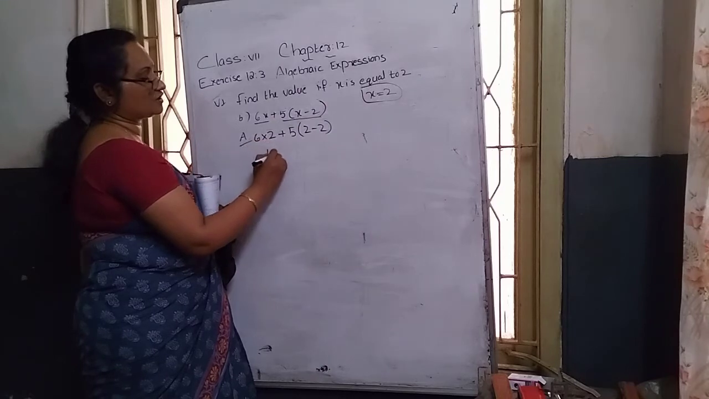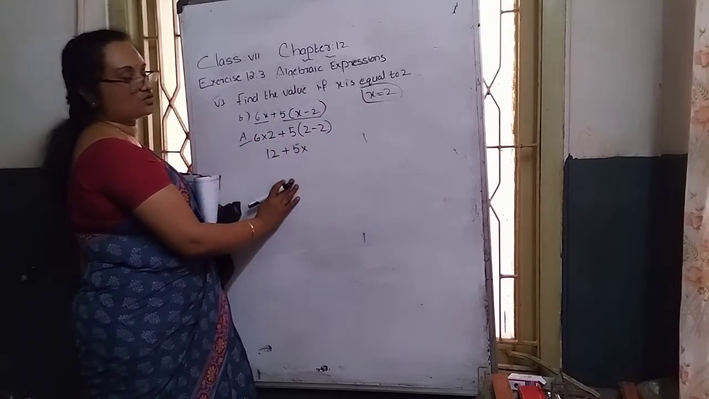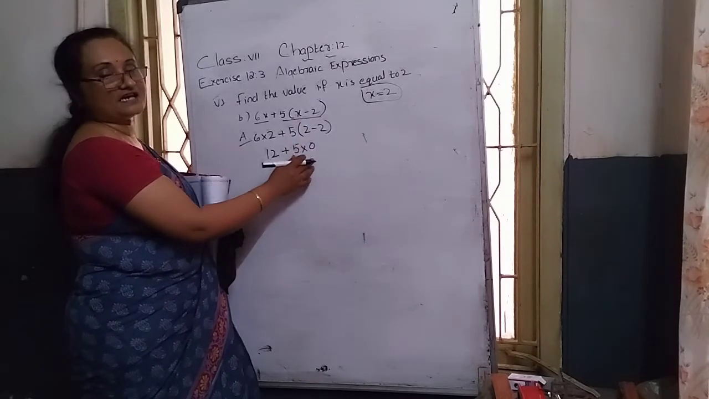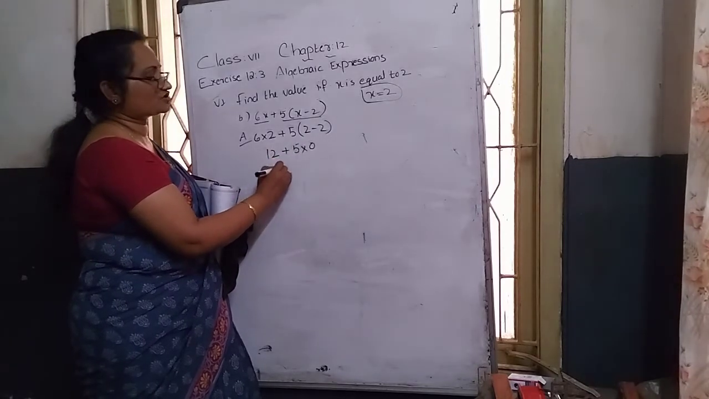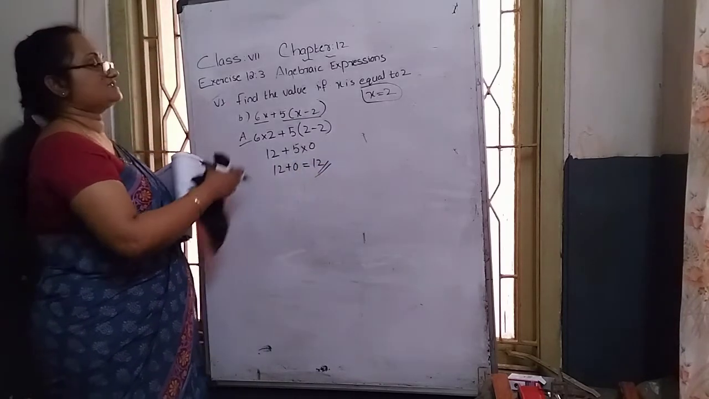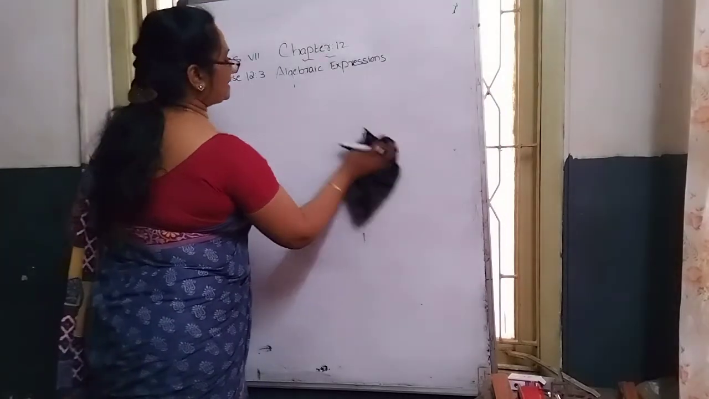Again 6 2s are how much? 12 plus bracket, before which we read as into operation, multiplication. 2 minus 2 becomes how much? 0. We learned that any number multiplied with 0, what is the answer? 0 is the answer. So 12 plus 0. 12 plus 0 becomes how much? 12 is the answer. I hope you can understand this type of 6th Roman question.